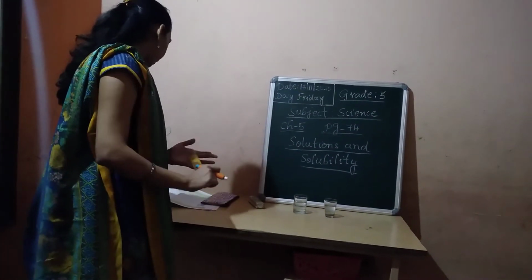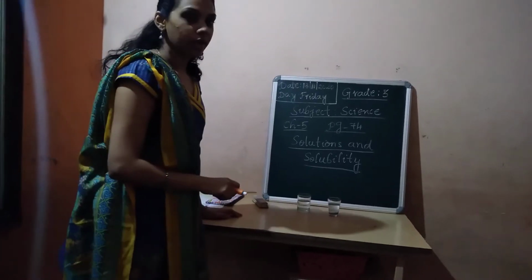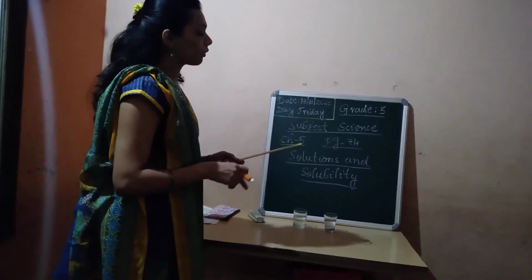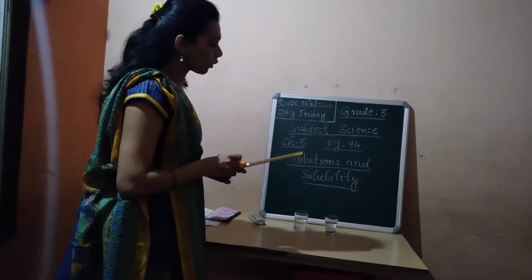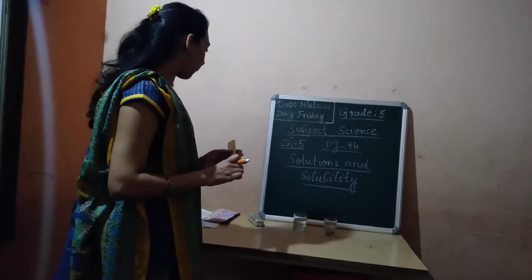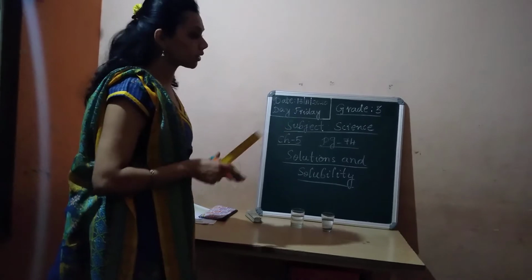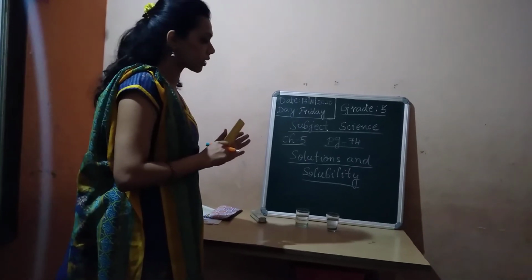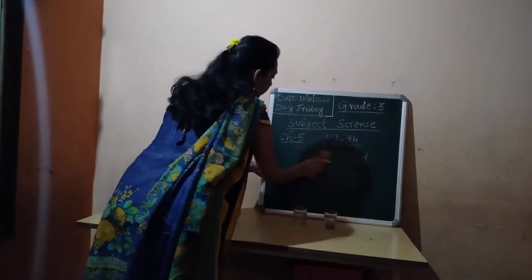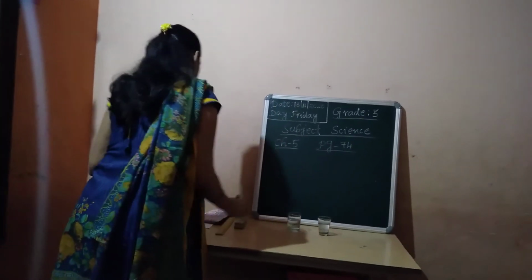We have already learned in the previous chapter that there are different kinds of substances. We saw the three different states of matter: solid state, liquid state and gaseous state. And we saw the changes that happen in all three states of matter. This we have completed with the previous chapter. So what are we going to learn in this new chapter about solutions and solubility? What are we going to learn, children?